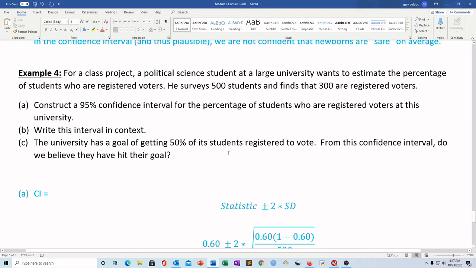Okay, part C. The university has a goal of getting 50% of its students registered to vote. From the interval, do we believe they hit their goal? So what are we saying? We want to see if they have hit their goal of 50% of students. There's a little implication here that you want at least 50% of your students to be registered. It's not that the university wants only 50%, right? That would be kind of a weird goal. We don't want more than half or less than half, we want exactly half? No, that's not what they mean. Their goal in this case would be a minimum. If we can get to 50%, we'll be happy, but more would be better.